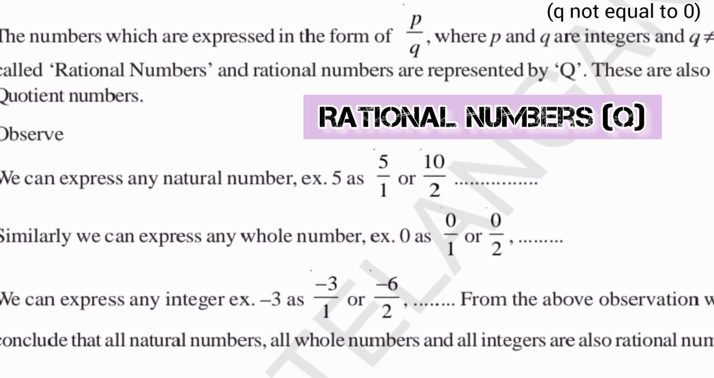Now we'll check for integers, for example, -3. -3 can be written as -3 by 1 or -6 by 2, etc. So in all these examples, we can say that all natural numbers, whole numbers and integers can be written in p by q form. Hence, all these sets of numbers are also rational numbers.